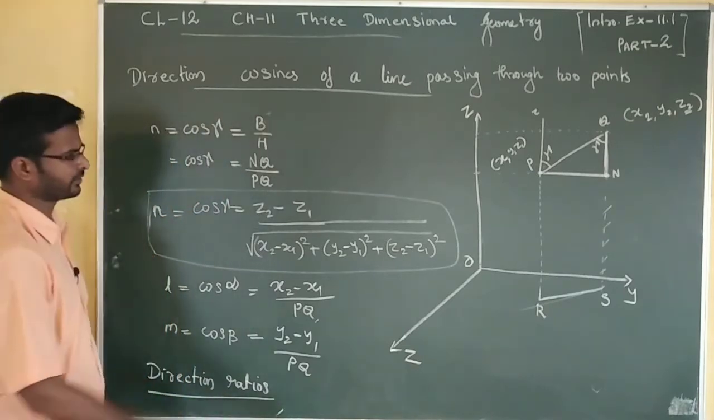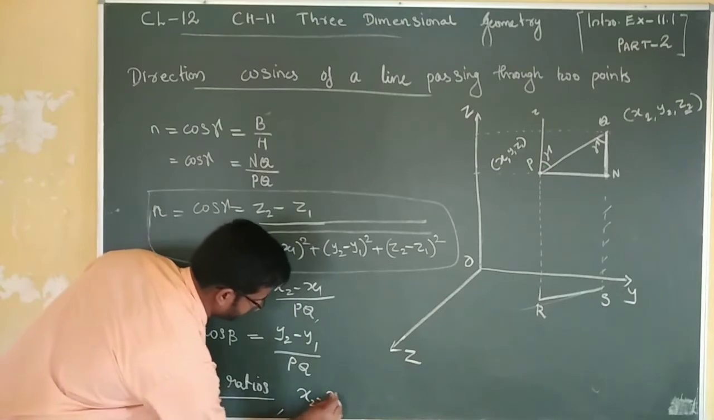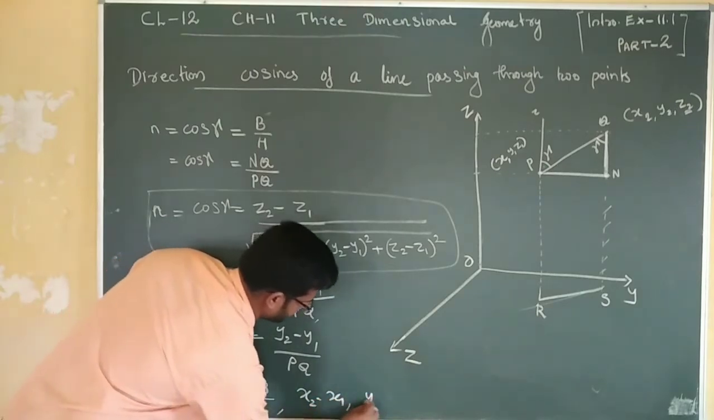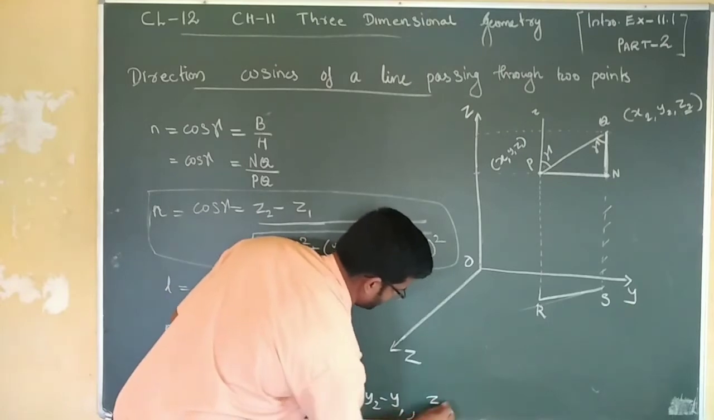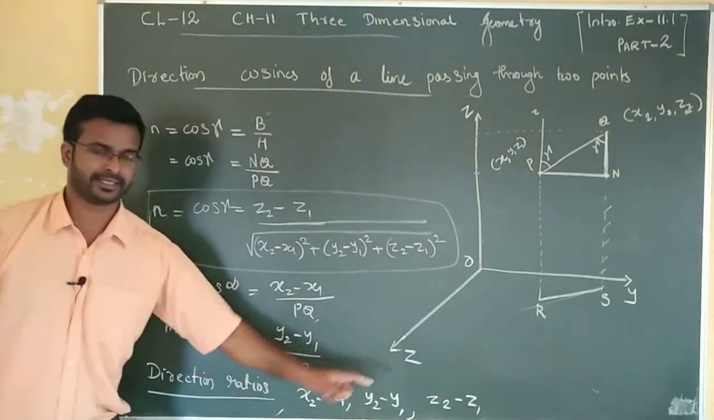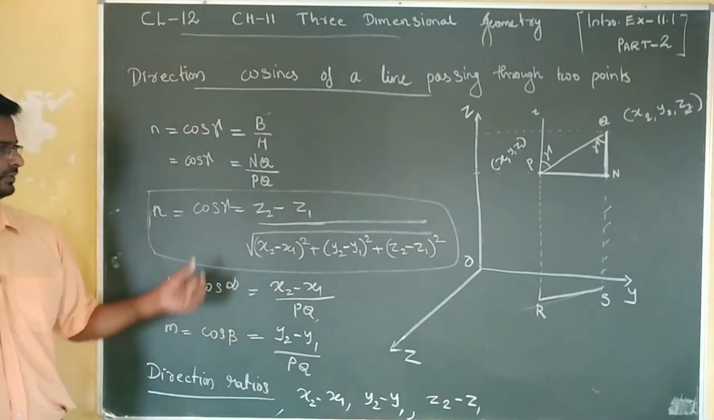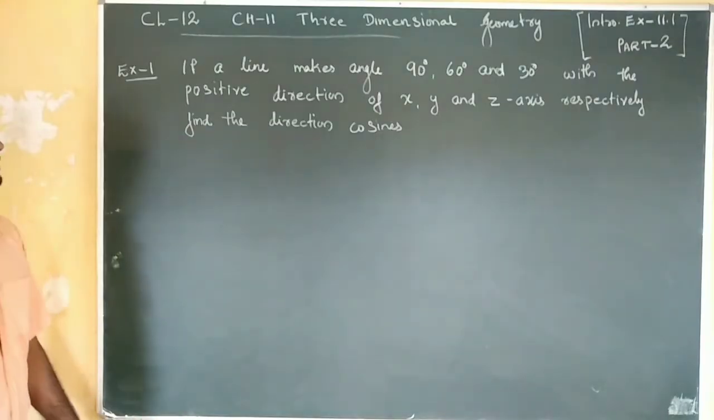Direction ratios are the numerators: x2 minus x1, then y2 minus y1, and last z2 minus z1. These are the direction ratios. Then just pause the video or write down in your notebook. Now we can see example number 1.